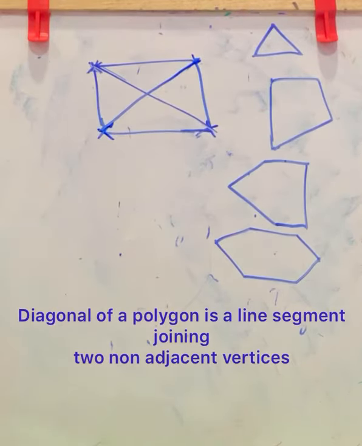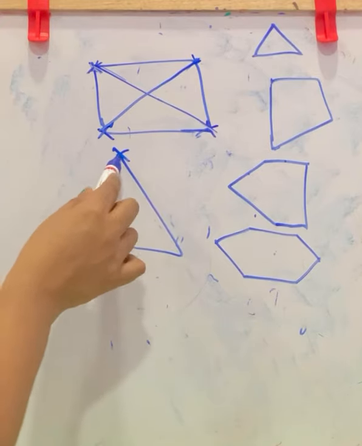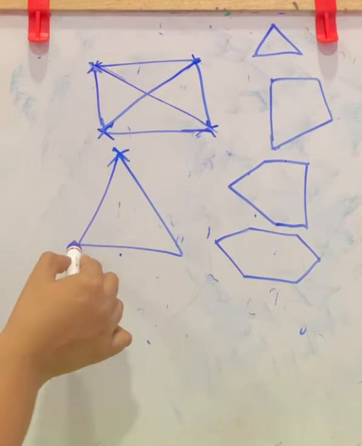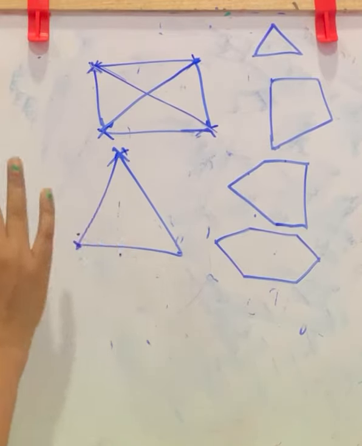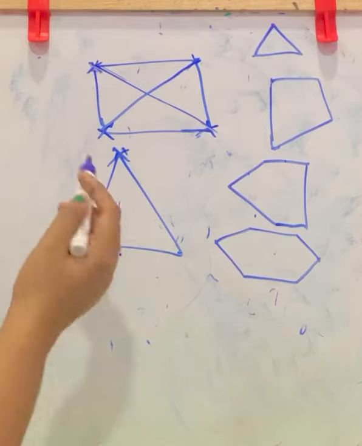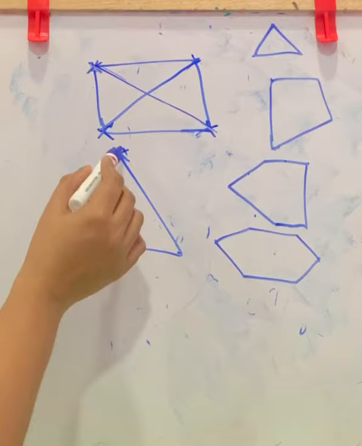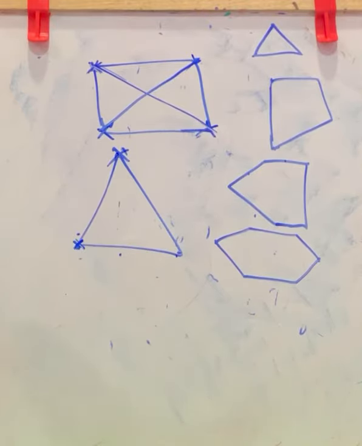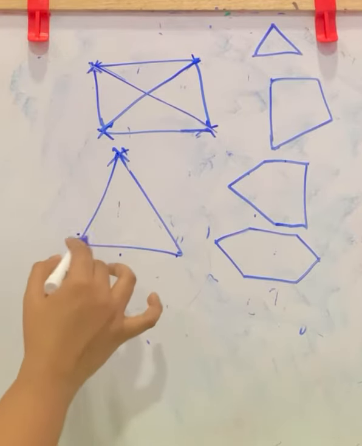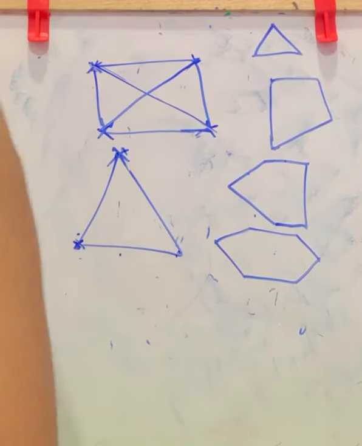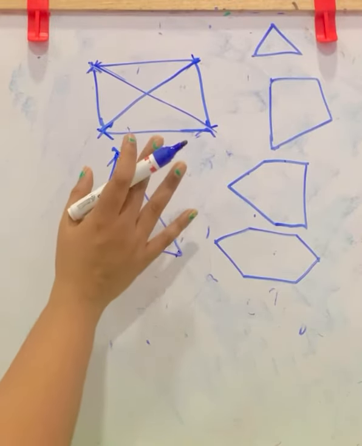This is the diagonal. Now what about a triangle? Here this is consecutive, this is also consecutive. So a triangle has no diagonal because we can't find non-consecutive vertices. If we are taking this vertex, this and this are the consecutive vertices, not non-consecutive. So in a triangle, none of the three vertices has a non-consecutive vertex, so we can't join it. So there are no diagonals for a triangle.